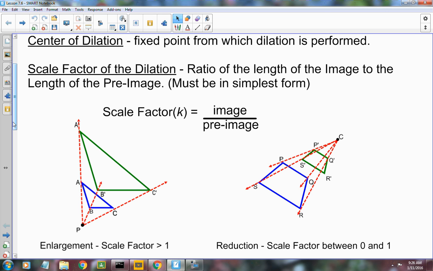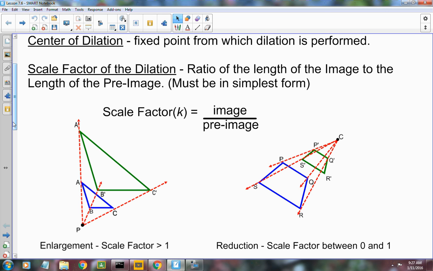Now, scale factor. We talked about what scale factor was with similar triangles, right? It's a ratio of the side lengths reduced, yes? And they usually specify the order in which they want you to do it. Well, in a dilation, there's a specified order in which it needs to be done, and that order is the image over the pre-image, okay? Now, the image is the result. The pre-image is the original. We use the letter K when we talk about dilations to talk about scale factor.